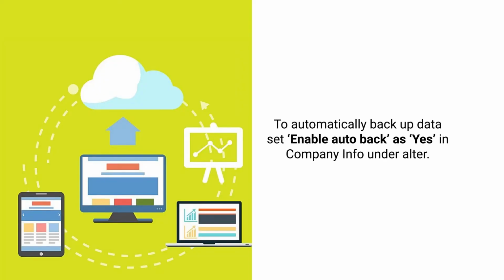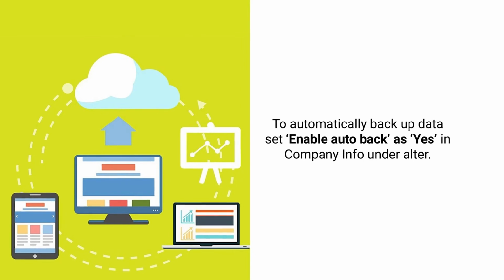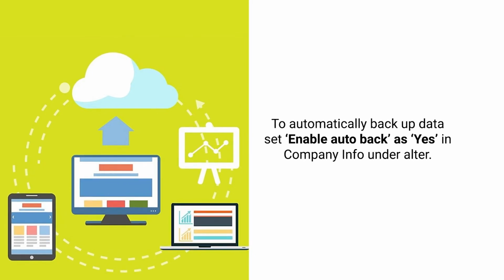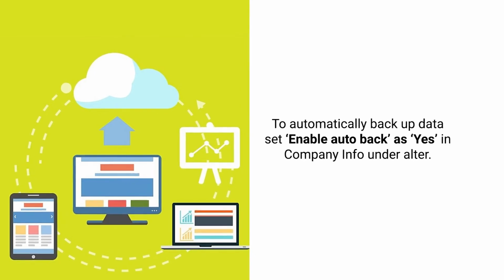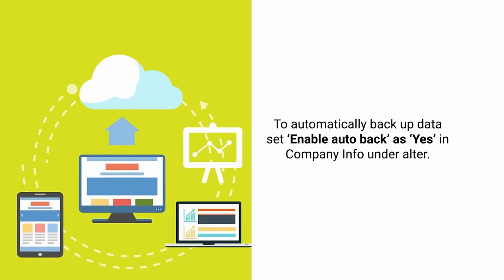Backup, therefore, can be done in 2 ways, either manually or automatically. To automatically backup the data, you have to set enable auto backup as yes in company info under alter. You can set this option as yes while creating the company initially. In case you have forgotten to do it, you can now go in company info and in alter you can change this setting as yes.